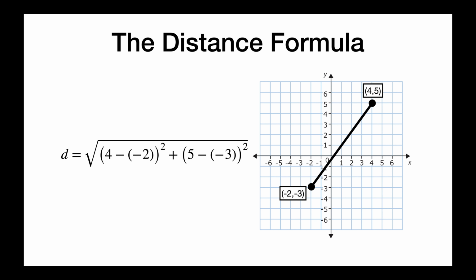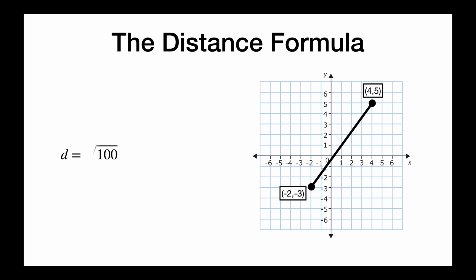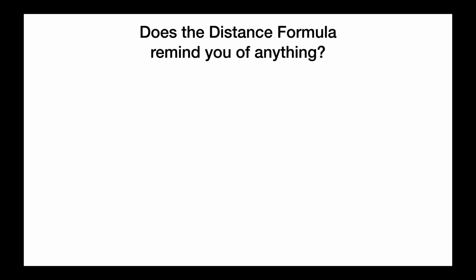So when we combine like terms, 4 minus negative 2 is 6, and 5 minus negative 3 is 8. 6 squared is 36, and 8 squared is 64. 36 plus 64 means that the distance is equal to the square root of 100, which means our distance is 10. Now I want to quickly ask you, does the distance formula remind you of anything?